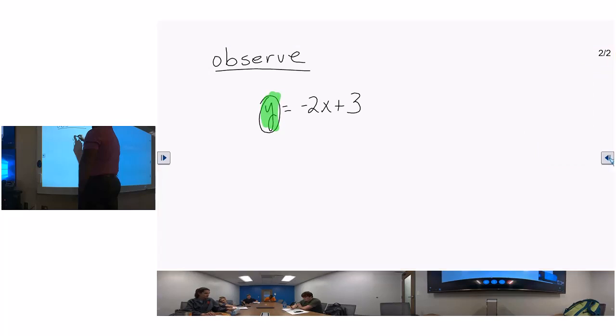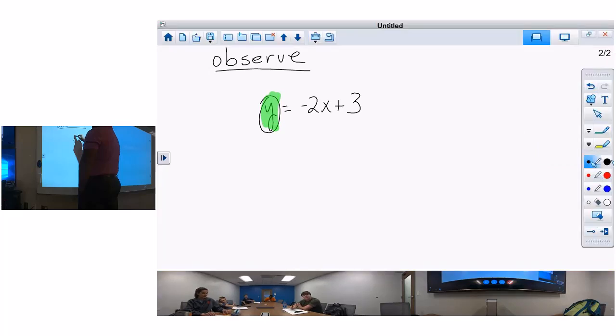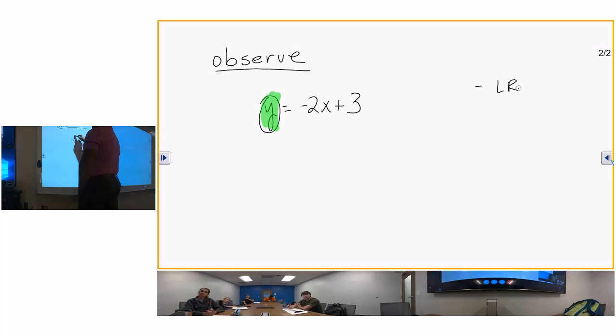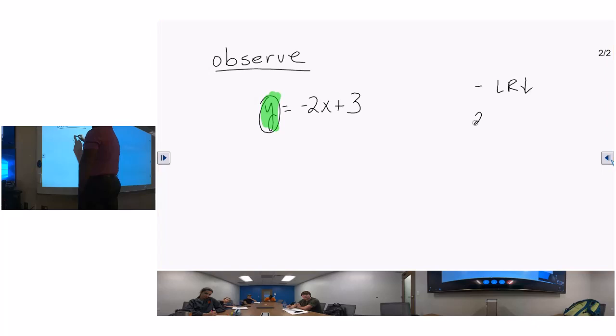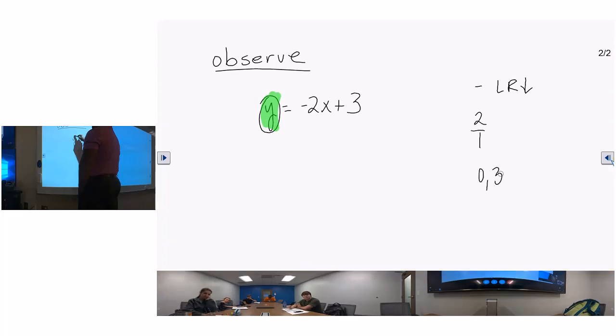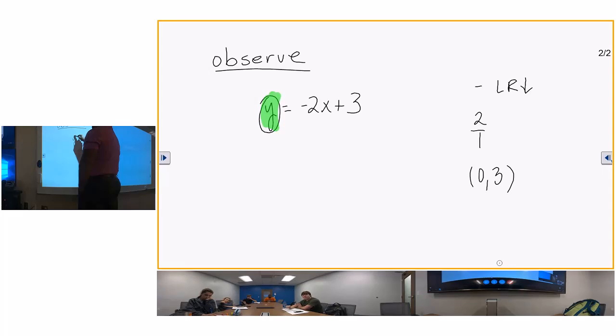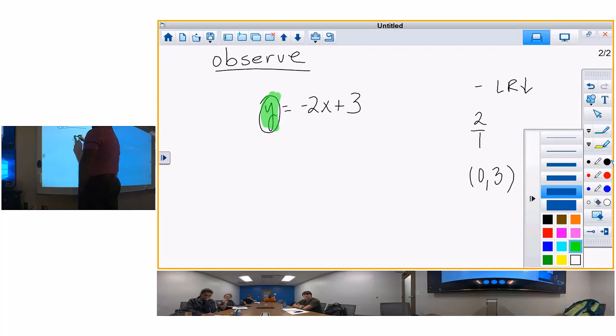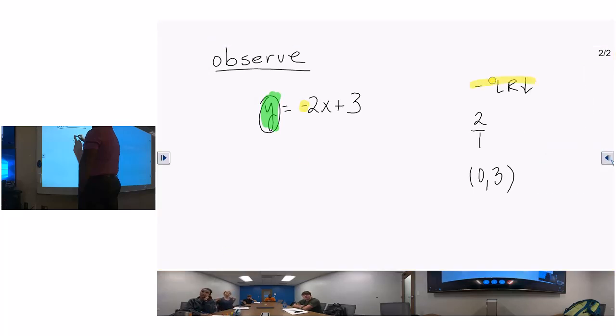So, which way is this line going? Well, this line is negative, so that means it's going left to right down. We've got a 2 over 1, and we've got a y-intercept of 0, 3. Now, where did I get that? Well, I'll highlight it. Let's go with yellow. Yellow gives us that, which gives us that.